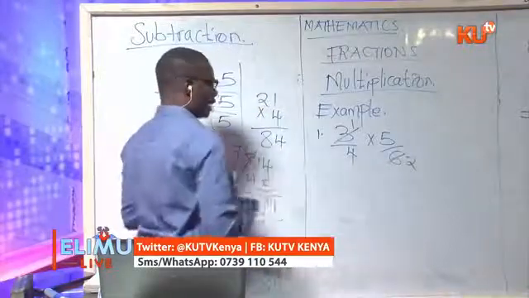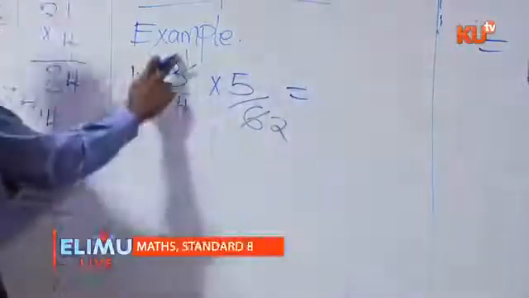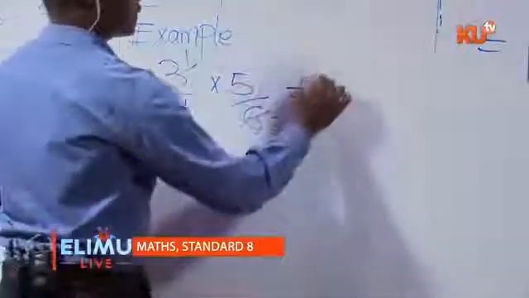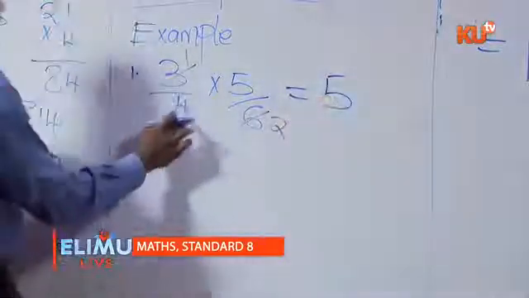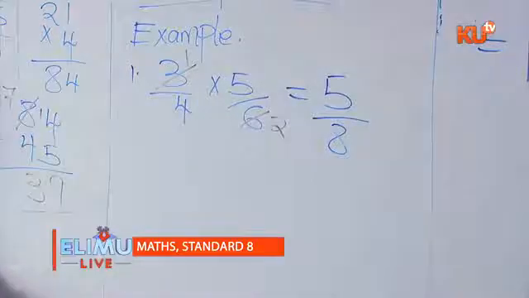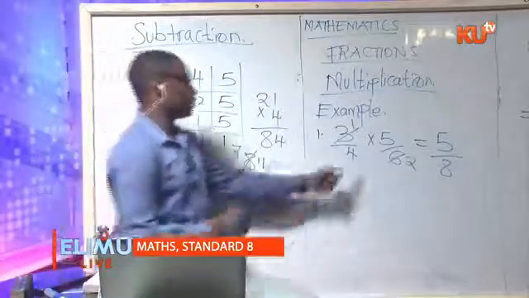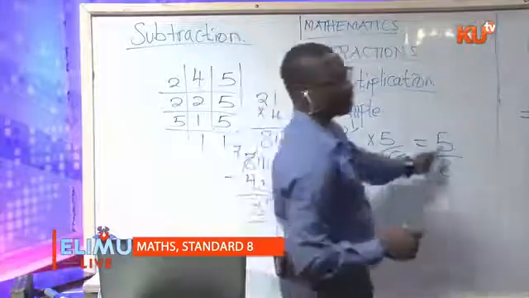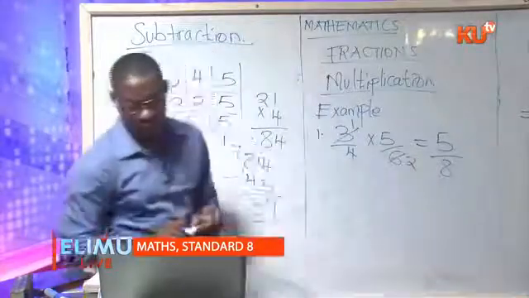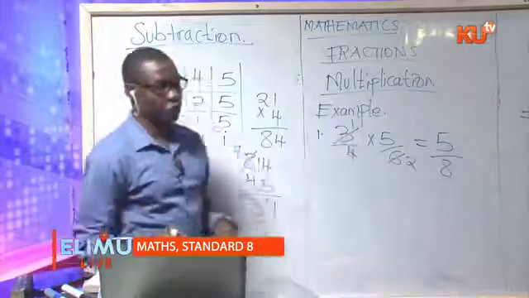That is wrong. To get our answer, we take 1 times 5 to get 5, and then 4 times 2 to get 8. Therefore, when you multiply 3 over 4 times 5 over 6, you get 5 over 8. That's what we do when we multiply proper fractions.